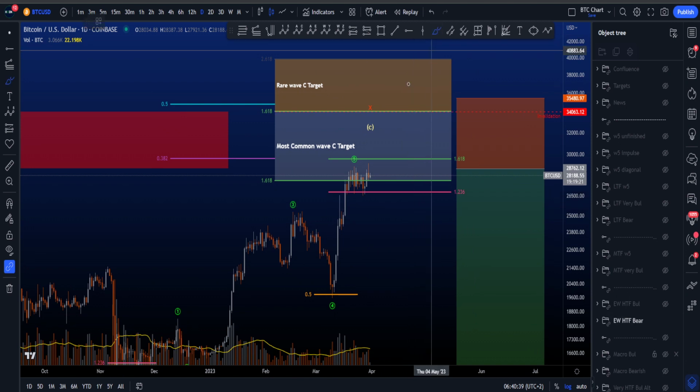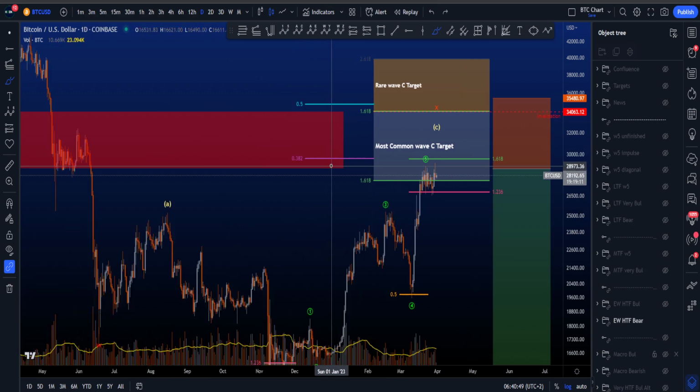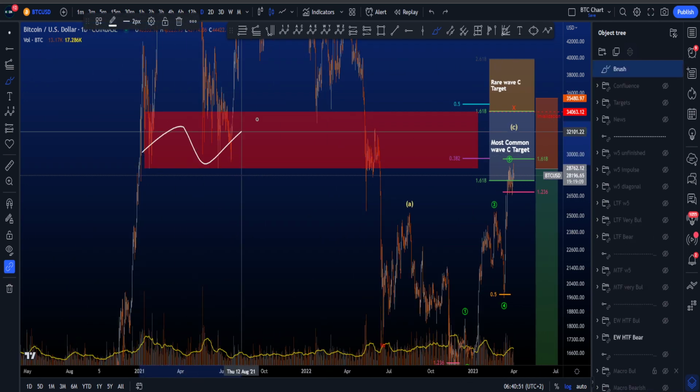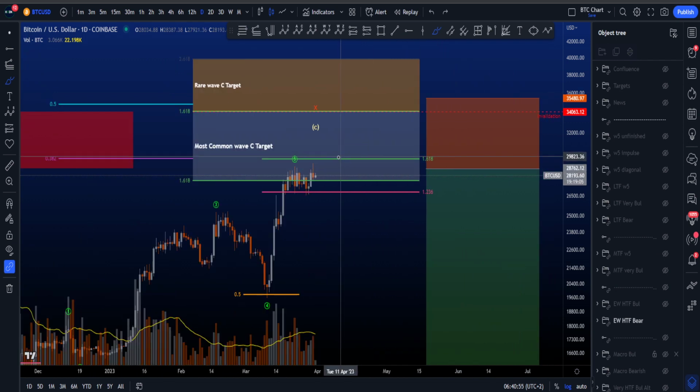The 1.618 is also sitting at 29.6k, just as the wave X 0.382 pulled from the all-time high to the low of W. So these fibs are exactly at the same level, which is interesting. Also, of course, they are inside the support resistance area, which makes it interesting as well. So that 29.6k to basically 31, 32k is just a very interesting area in general.